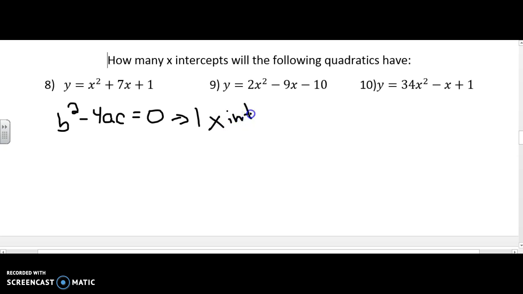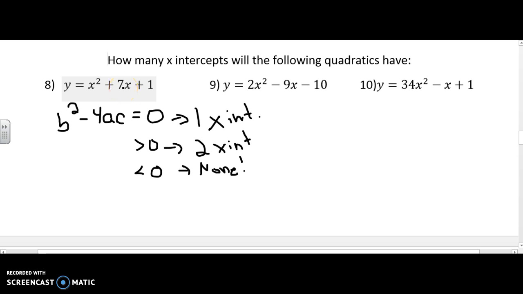Anyway, if this equals 0, you're going to have one x-intercept, okay? So you're only going to have one real x-intercept. If it is greater than 0, that means that you will have two x-intercepts. And if it is less than 0, that means that you will have no x-intercepts. Remember, because it's underneath the square root, it tells us whether we're going to get imaginary roots and therefore no x-intercepts, or if we're going to get real roots and therefore some number of them. So we just have to do b squared minus 4ac.